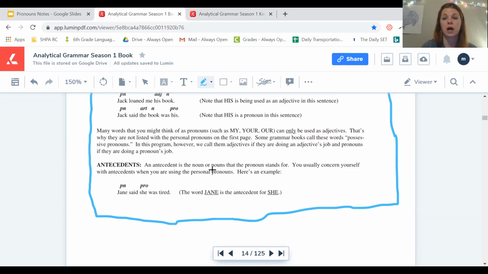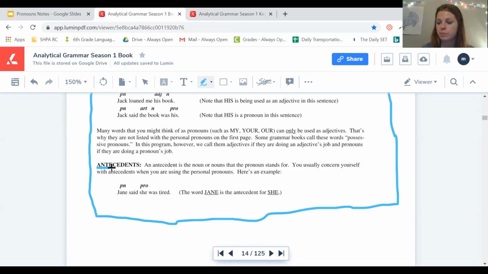This is the last bit we're going to talk about today, which are antecedents. And this "ante" means before. So usually it's what comes before the pronoun that the pronoun is replacing. Like, Miss Doyle went to the store and she bought cookies. She is replacing a word that came before, Miss Doyle.